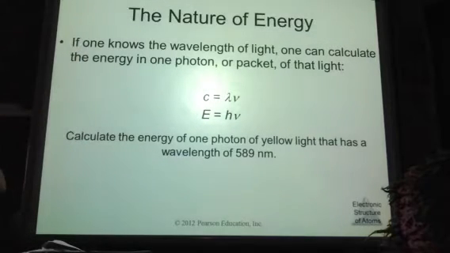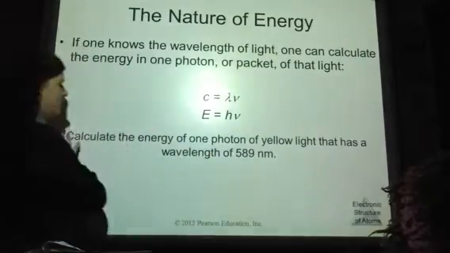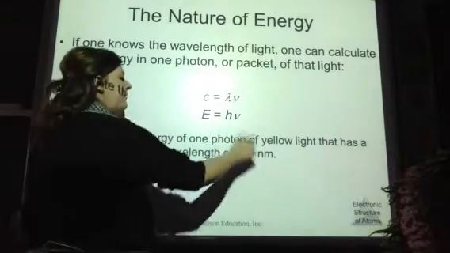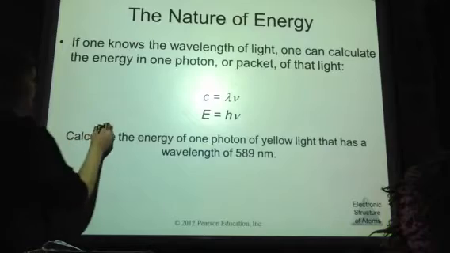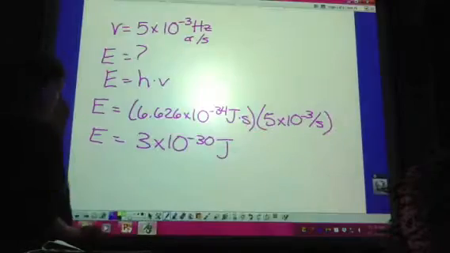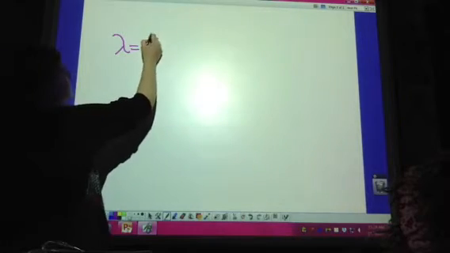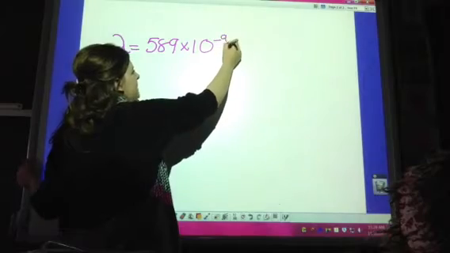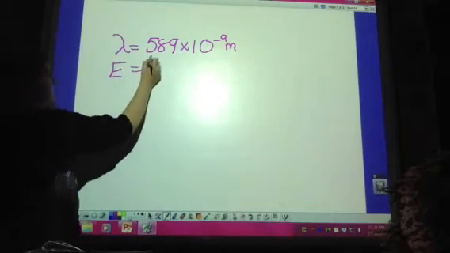But let's say that I just give you the wavelength. For example, we want to know the energy of one photon of yellow light if it has a wavelength of 589 nanometers. So I know lambda equals 589 times 10 to the negative 9th meters, because we know we're going to want it in meters anyway. And my goal is to find E.